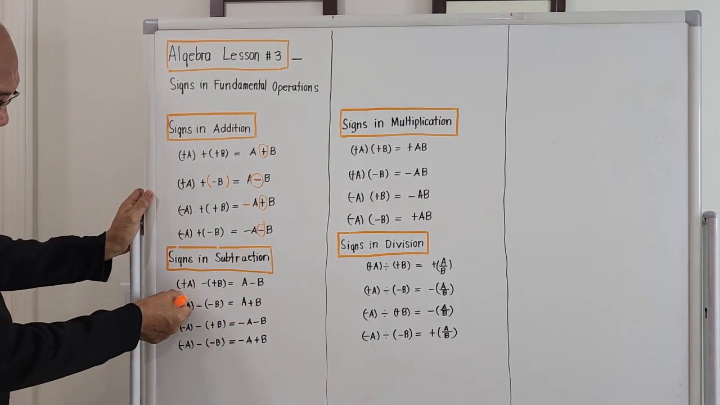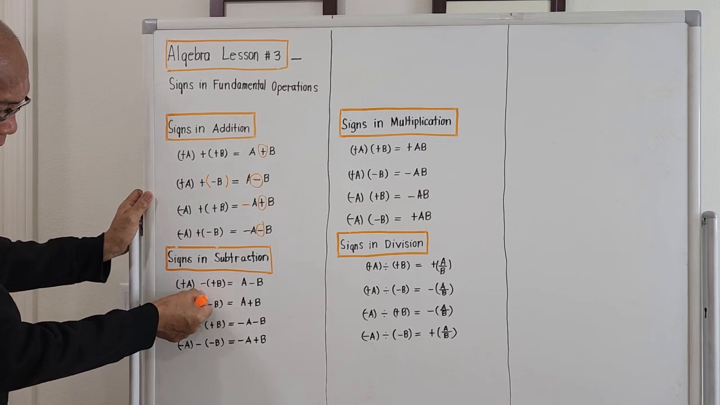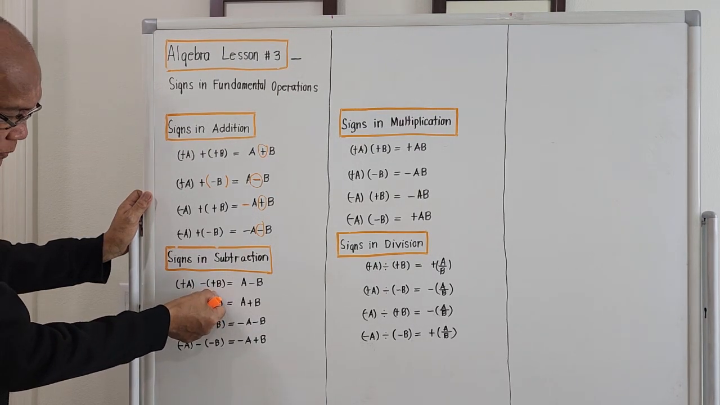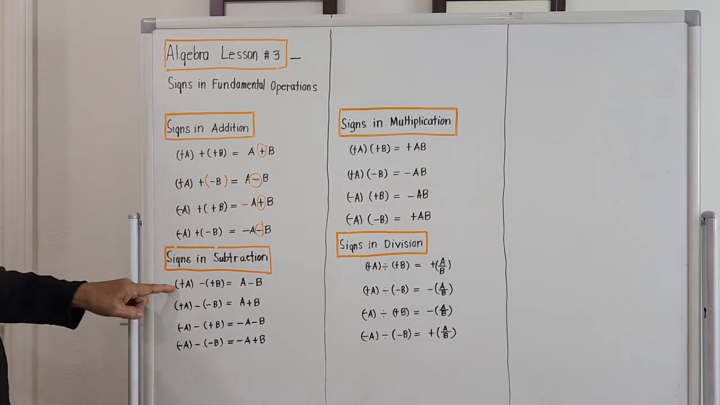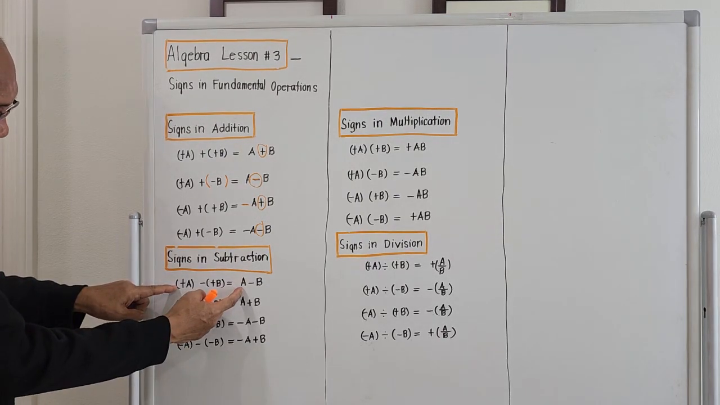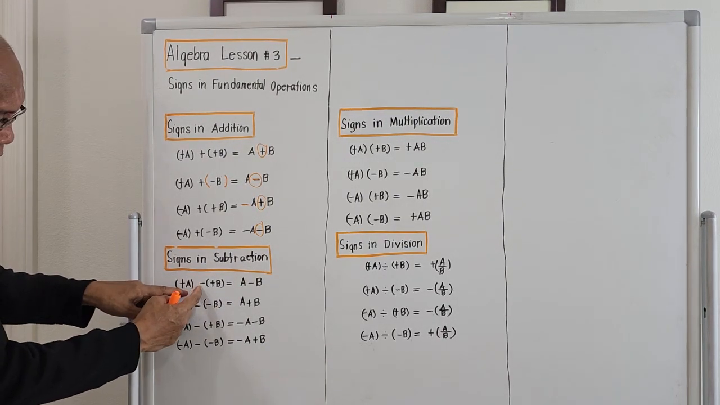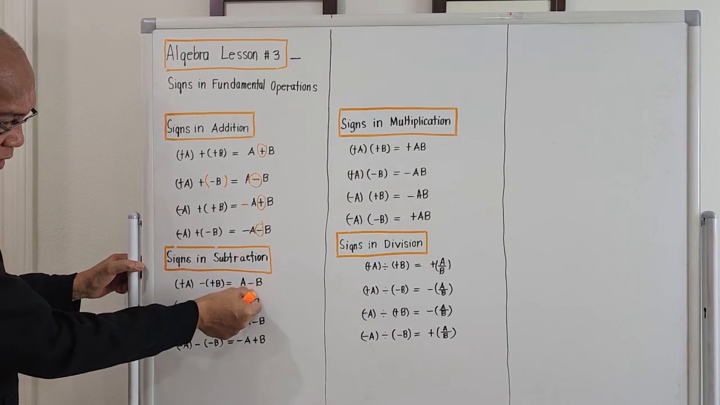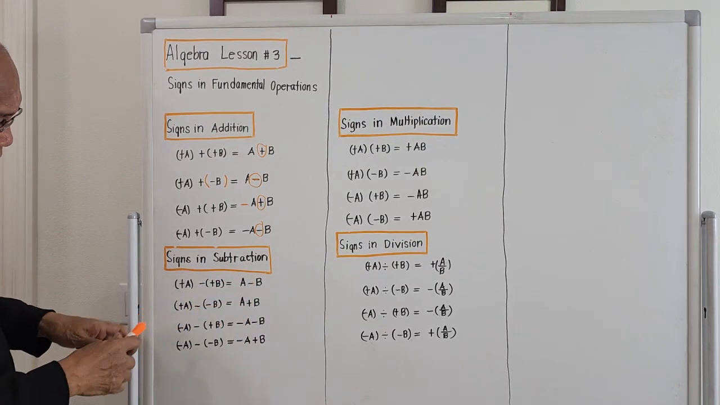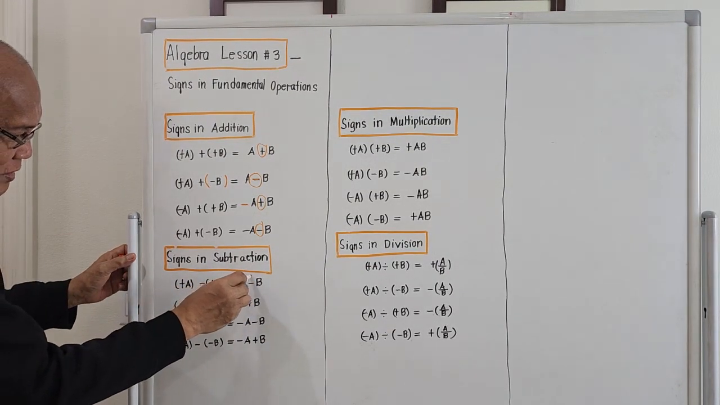A plus A, the operation is subtraction, minus the quantity plus B, should be equal to... A plus A will just be simply A. And a minus and a plus will be minus, so this is minus B. So the sign of the operation is minus.